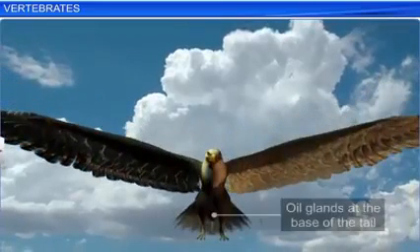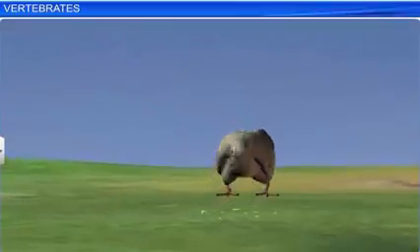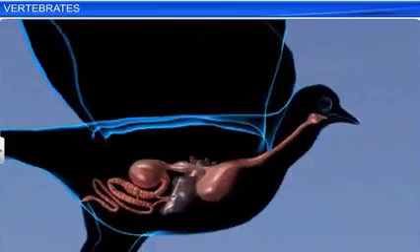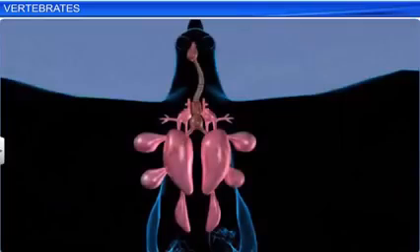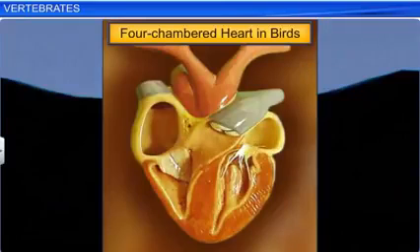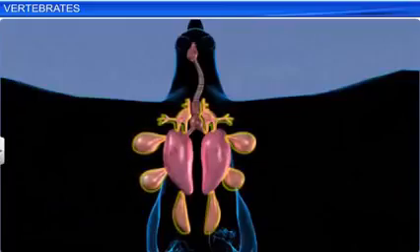Moreover, except for oil glands at the base of the tail, they possess no other glands, due to which their skin is dry. Birds use beaks to eat. The food then reaches the digestive tract, which has a crop and a gizzard, which are additional chambers. Birds are warm-blooded or homeotherm, with a 4-chambered heart. They respire through lungs, and air sacs connected to their lungs supplement respiration.